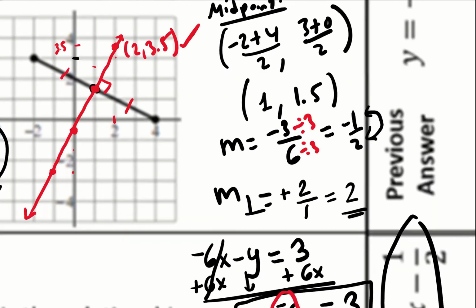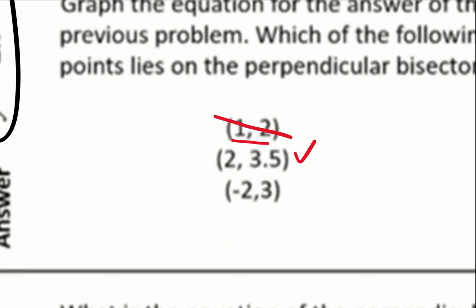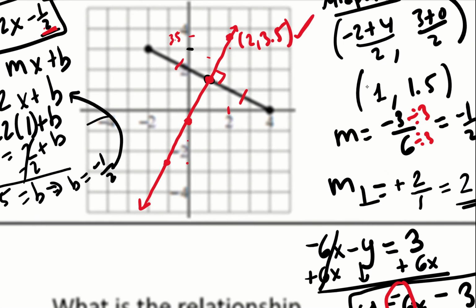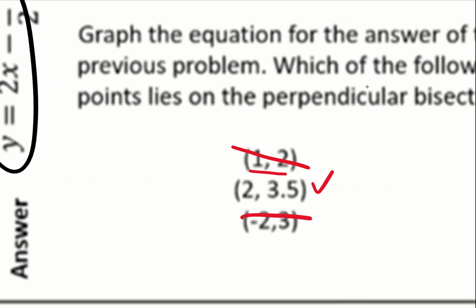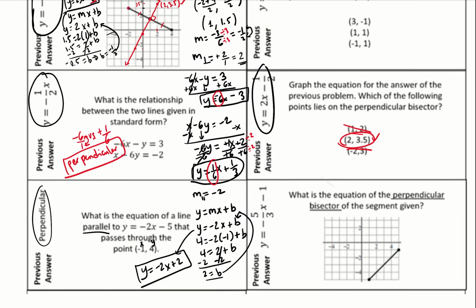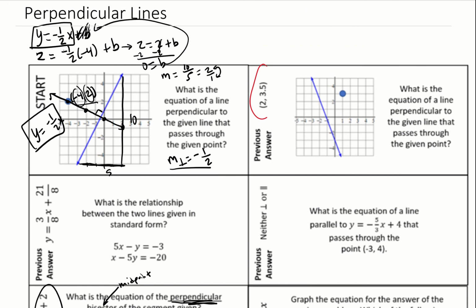So that looks like a check. Let's double check the last coordinate just to be on the safe side. Negative 2 and 3. So negative 2, 1, 2, 3. No, that's this coordinate right here. So that's not correct. Okay, so we found our answer. It's going to be 2, 3.5. So we got this coordinate here.